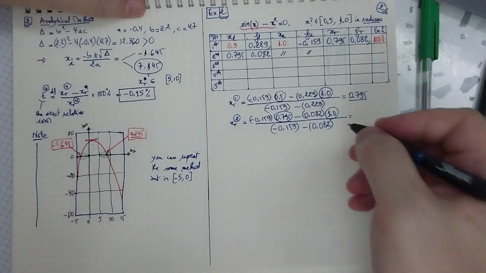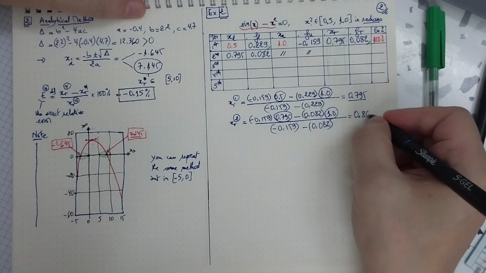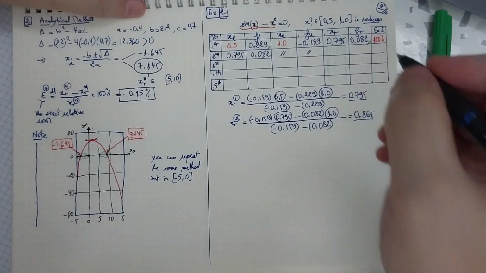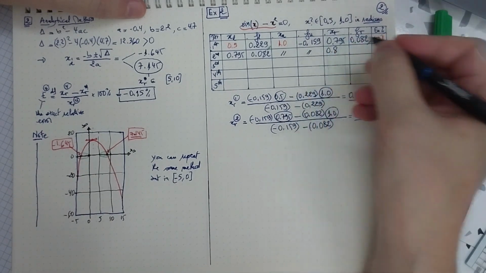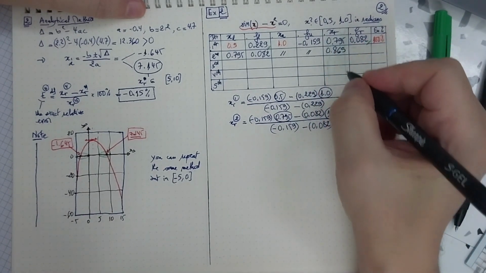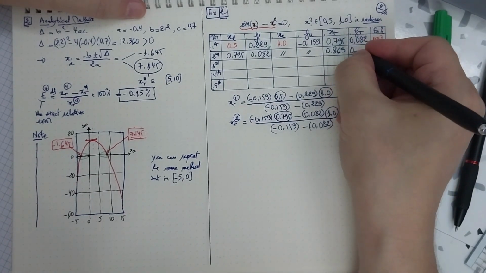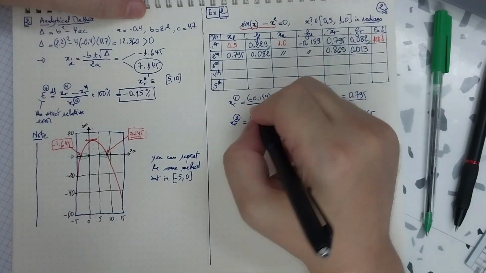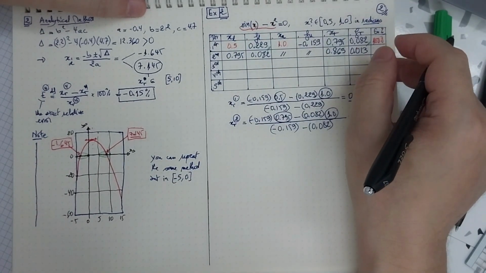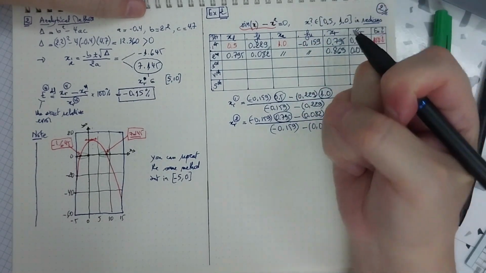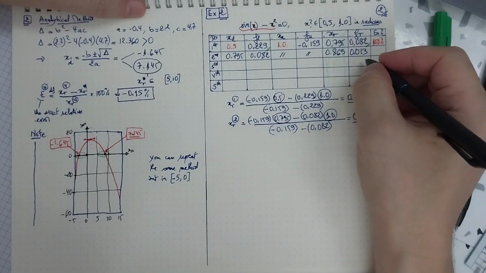And I obtain the result with the calculator, 0.865. I report it in the table, 0.865. Take its image and get 0.013. Try at least with me, at least the first two iterations, so that you feel the method, you practice the method.